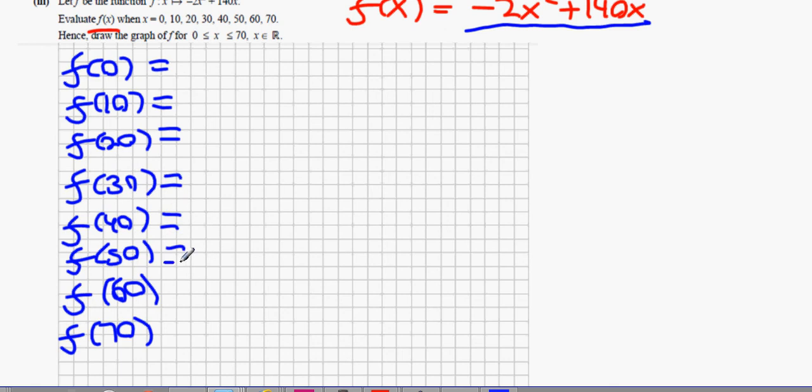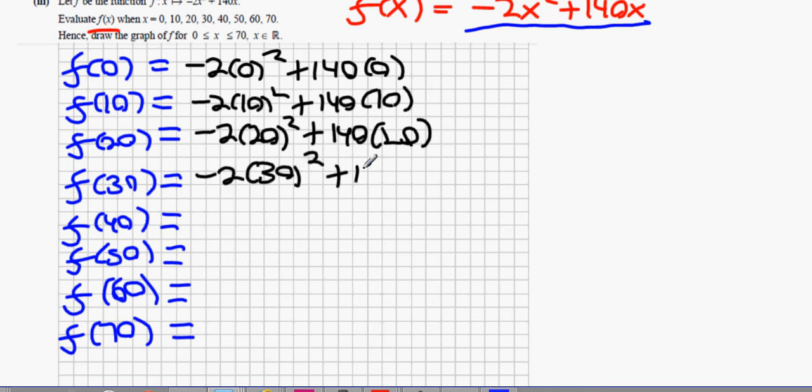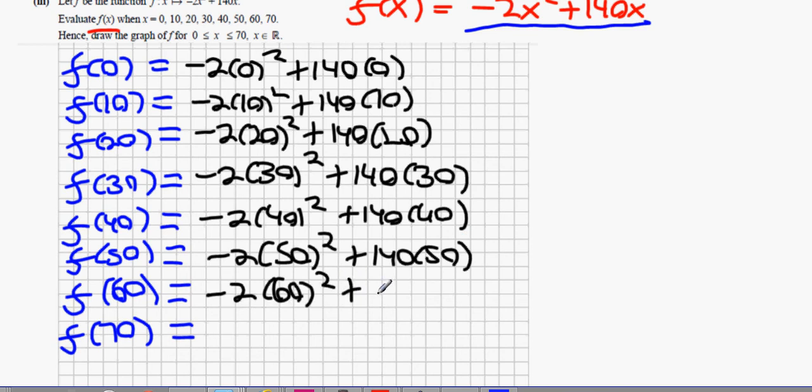So what we've got to do is write down minus 2 times 0 squared plus 140 times 0, minus 2 times 10 squared plus 140 times 10, minus 2 times 20 squared plus 140 times 20, minus 2 times 30 squared plus 140 times 30, minus 2 times 40 squared plus 140 times 40, minus 2 times 50 squared plus 140 times 50, minus 2 times 60 squared plus 140 times 60, and finally minus 2 times 70 squared plus 140 times 70. Okay, now these are all the workings.